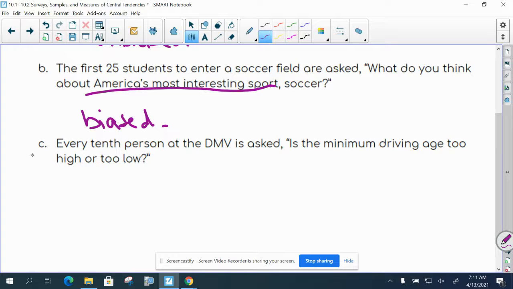So yeah, part C. Every 10th person at a DMV is asked, is the minimum driving age too high or too low? And I'm going to say this is unbiased. First of all, it's random because they're doing every 10th person. And second of all, they're not asking the question to steer you in a particular direction. They could have asked, do you think the minimum driving age is too low? If they're asking that, then they're trying to get you to think that it is too low. But they're giving you either option.